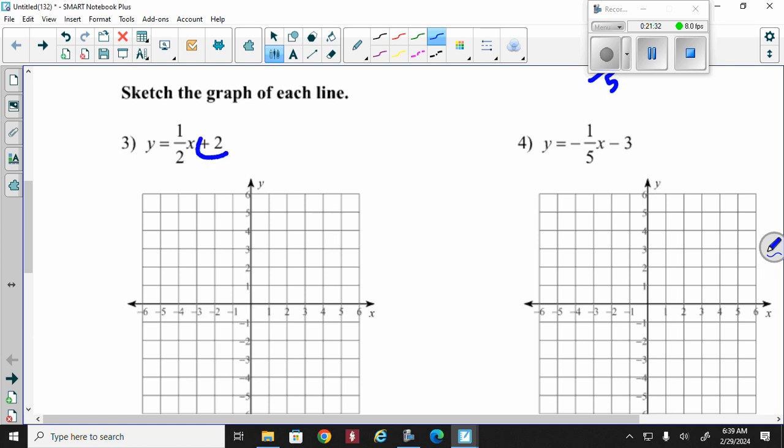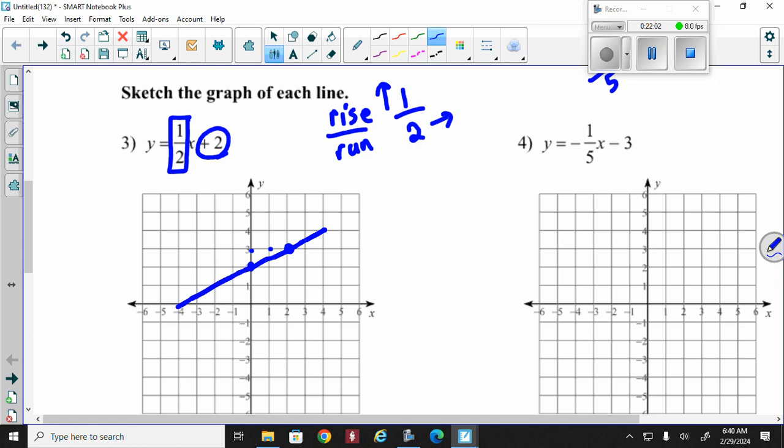All right, sketch the graph. First off, this second number here is where I'm starting on the y-axis. So boom, right there. Now remember, your slope is what you're doing. Remember it's rise over run. So my slope is 1 over 2, so that means I'm going up 1 and to the right 2. Oh, there's my first point. Up 1, right 2. There's my next one. You get the idea. So my line's going to look something like that. Pretty easy.